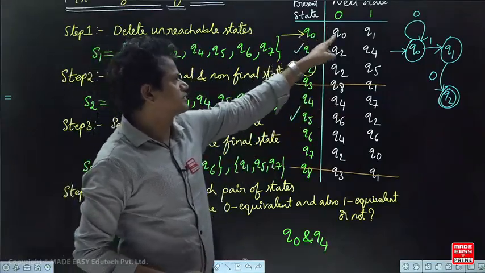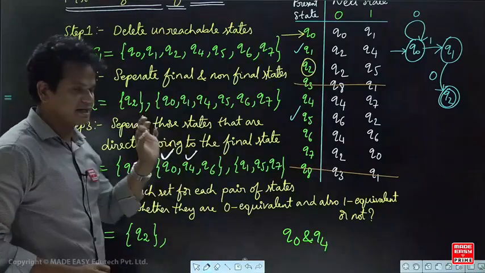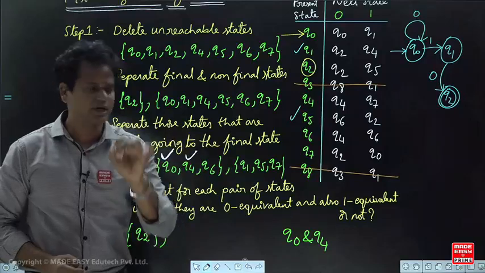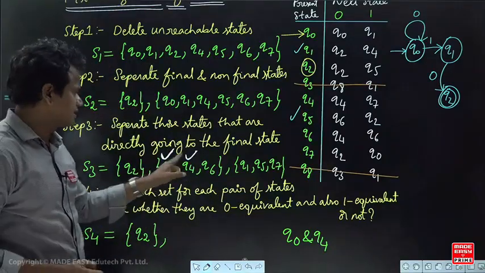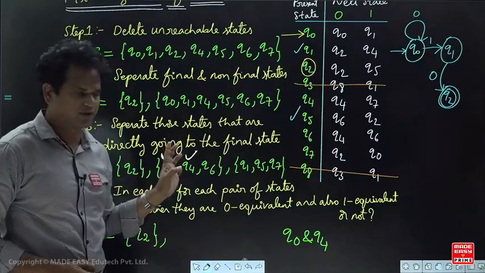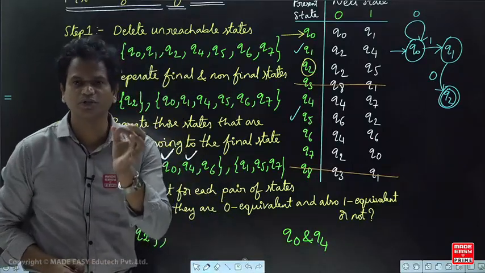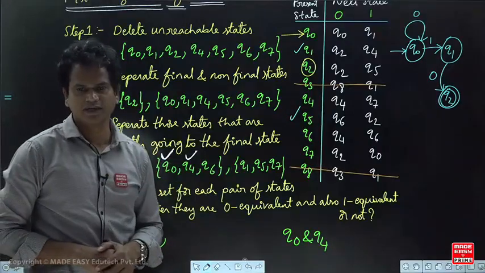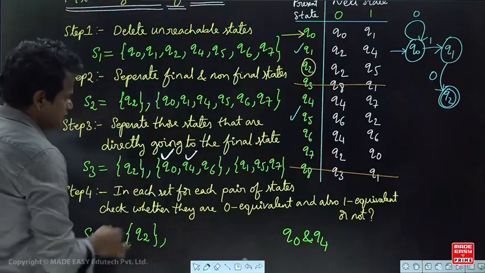So the outputs are Q0 and Q4. Q0 here, Q4 here. Now tell me the outputs of Q0 and Q4 for input 0. Are you following? For Q0 and Q4 at the input 0, what are the outputs? The outputs are Q0 and Q4.